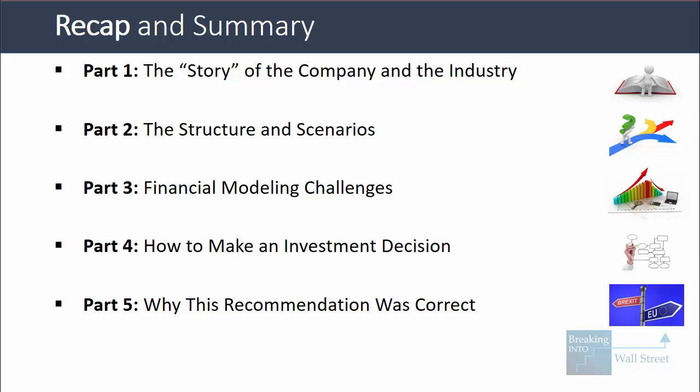So that's it for this tutorial. Hopefully you know a little bit more about how to analyze banks and make stock pitches and recommendations for banks, and how you can apply the same basic framework to any industry out there, even commercial banks and financial institutions.